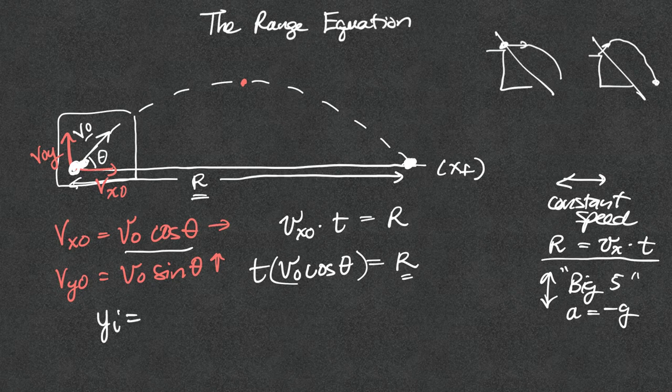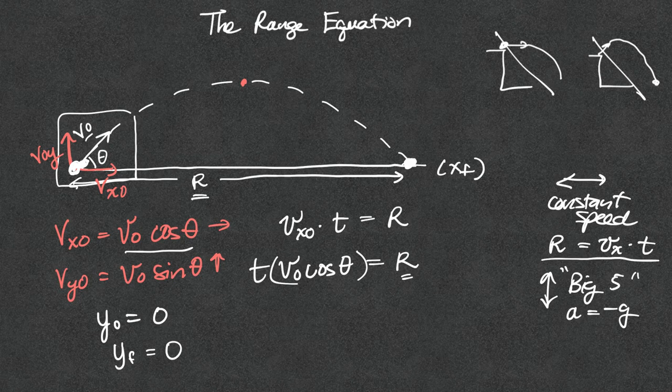Our initial y position, I'm actually going to call it y sub 0. Be consistent. y sub 0 equals 0. Our y final is 0. I start and end at the height 0. So let's see if we can use one of the equations.